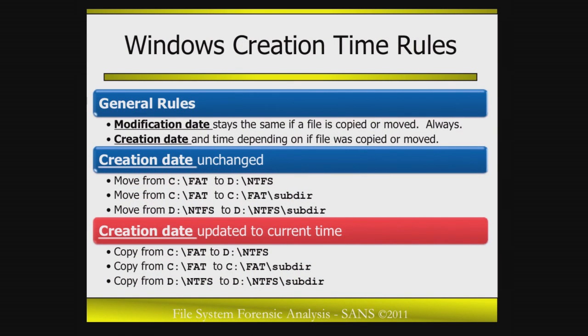Here's some other time rules for Windows. Some of these will be logical. Creation date, so the date that a file is created on a particular volume, will remain unchanged if you move it, say, from a FAT system to a subdirectory or from an NTFS to another. The one that always interests me is it will remain unchanged if you move it from FAT to NTFS. You would think that doing the creation on a new volume would actually update it, but it will remain unchanged. So there's some little tricks and traps along the way as well.